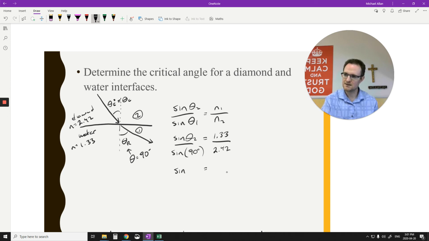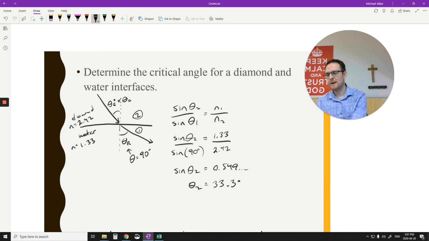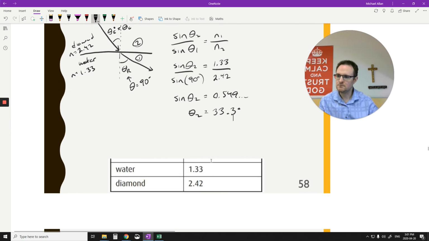So you're going to get sine theta 2, which is our critical angle, is equal to 0.549 and so on. To find the angle, you take the sine inverse of both sides, and you get a critical angle in this case of 33.3 degrees. Cool. Oh, they give both numbers down here at the bottom of the page.